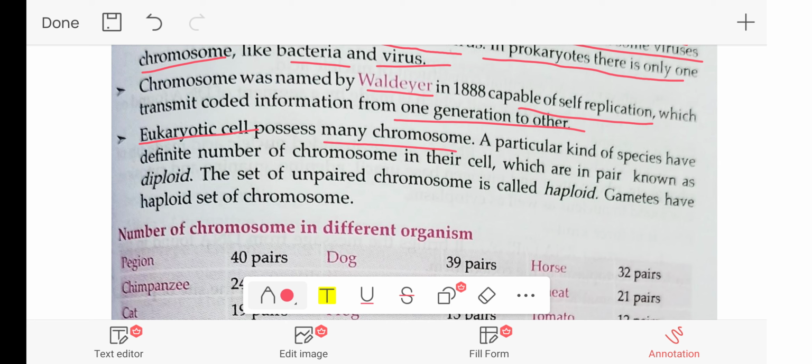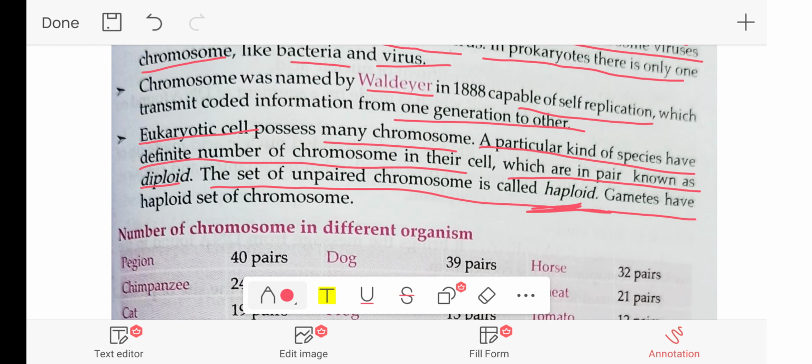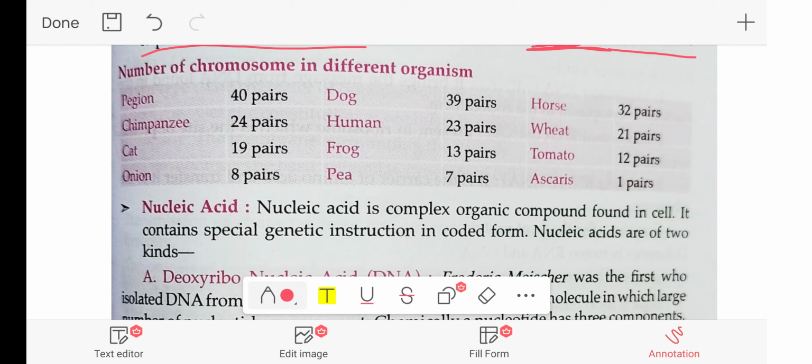A particular kind of species has a definite number of chromosomes in its cells, which are in pairs, known as diploid. The set of unpaired chromosomes is called haploid. Gametes have a haploid set of chromosomes. Next, we'll see the number of chromosomes in different organisms.